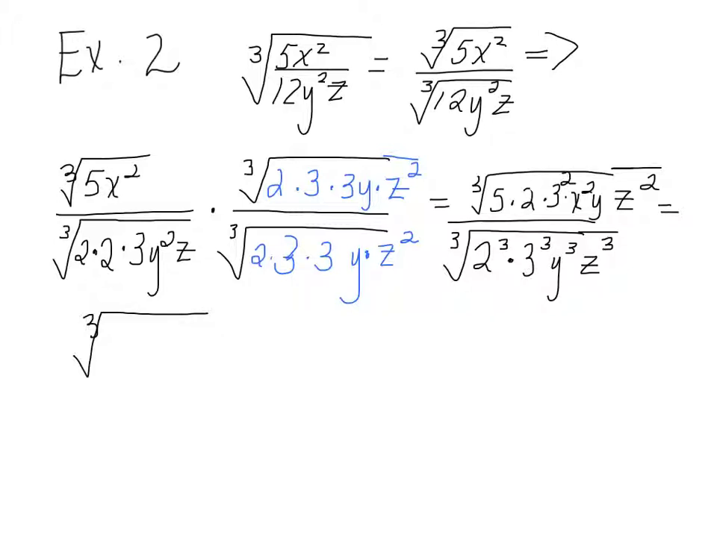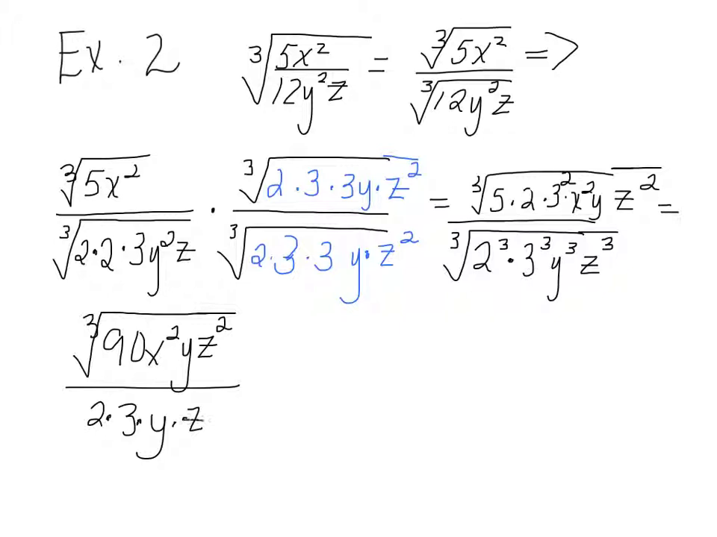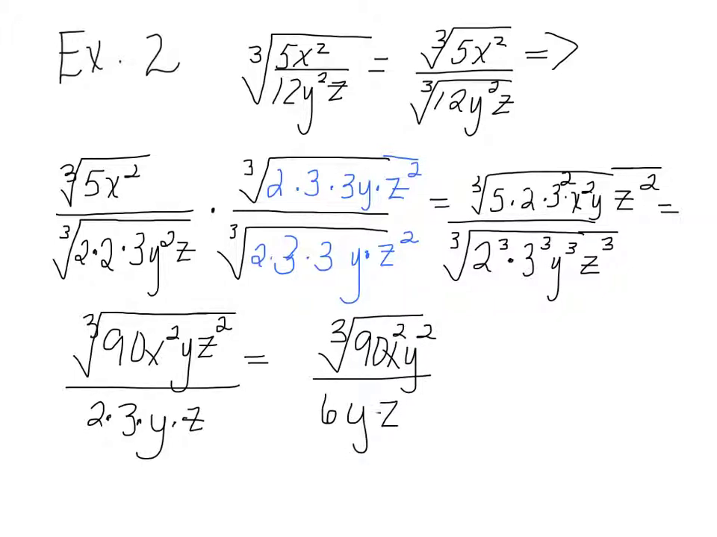Okay, now 5 times 2 is 10, times 3 squared is 9, that's 90. X squared, y, z squared. Okay, now on the bottom, I have enough to pull out a 2, a 3, a y, and a z. So simplifying the bottom, I'm going to have 6, y, z. All right.